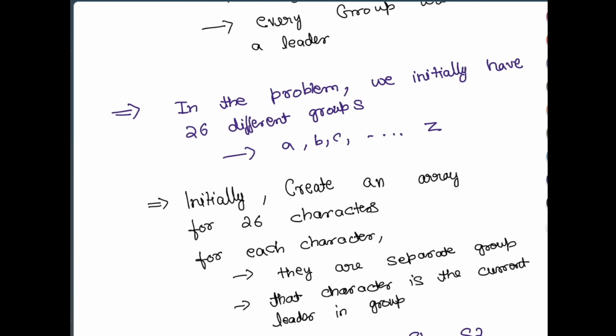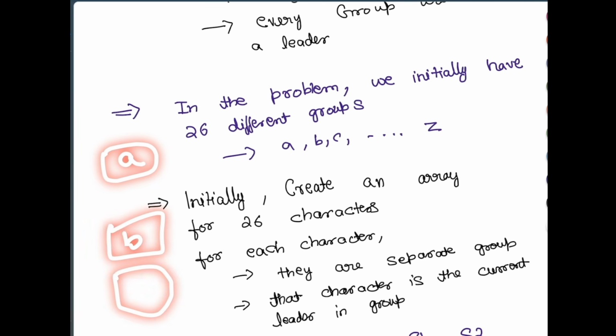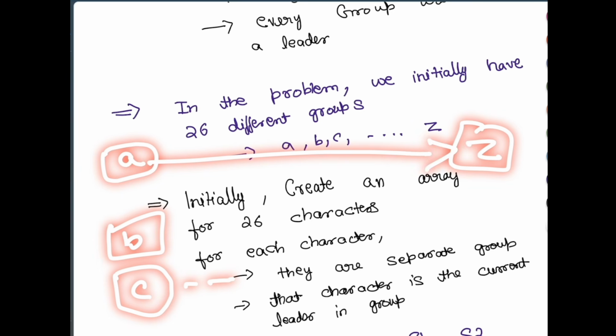So basically what you have is, we have initially 26 different groups and they are A, B, C up to Z. All the characters belong to separate groups. That is, there is a group in which there is a character A, another group with character B, another group with character C, up to character Z. Now what you will do is merge a few groups. Okay, let us say we need to form A and Z together. So we will merge A and Z together.